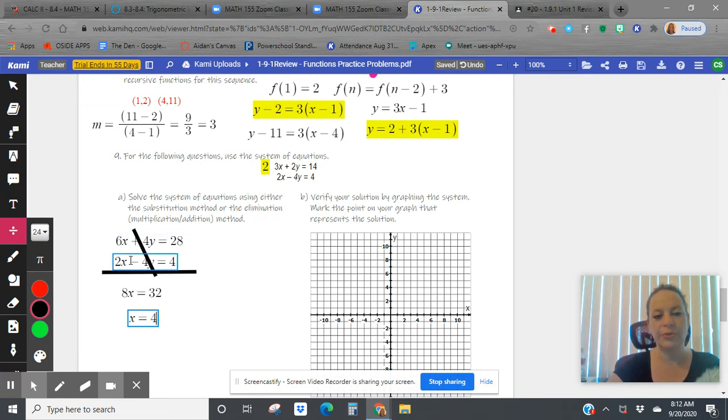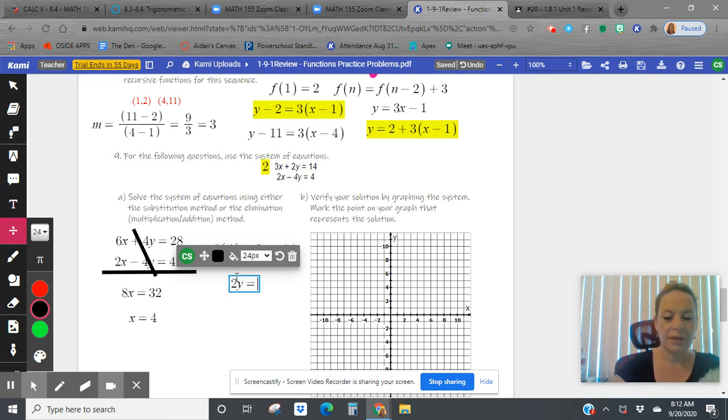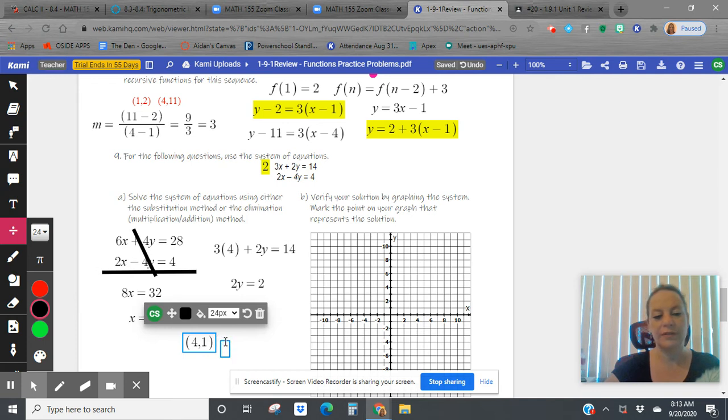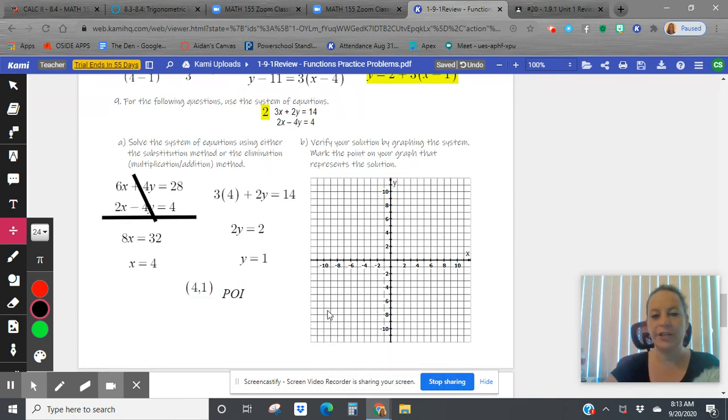I now need to plug back into any of the three equations. So I'm going to use the original 3x. Plugging in x is 4 plus 2y equals 14. Subtract 12 from both sides. Get that 2y equals 2. Divide by 2, divide by 2, get that y equals 1. So my solution to the system is 4, 1, and that's the point of intersection. So let's go graph these and see if it shows it touching at 4, 1.